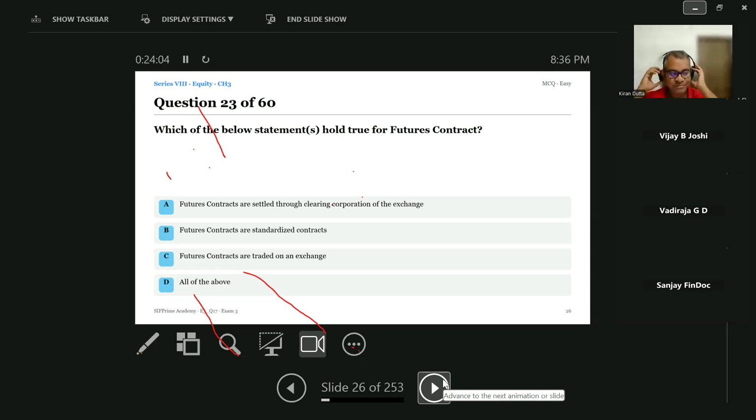The options here are pretty straightforward when it comes to the actual exam. They give A, B, C, D as 1, 2, 3, 4, and they say 1 and 2 are correct, 1, 2, 3 are correct, only 2 and 3 are correct, none of the above, something like that. So it's a little tricky. That's how the exam pattern is.